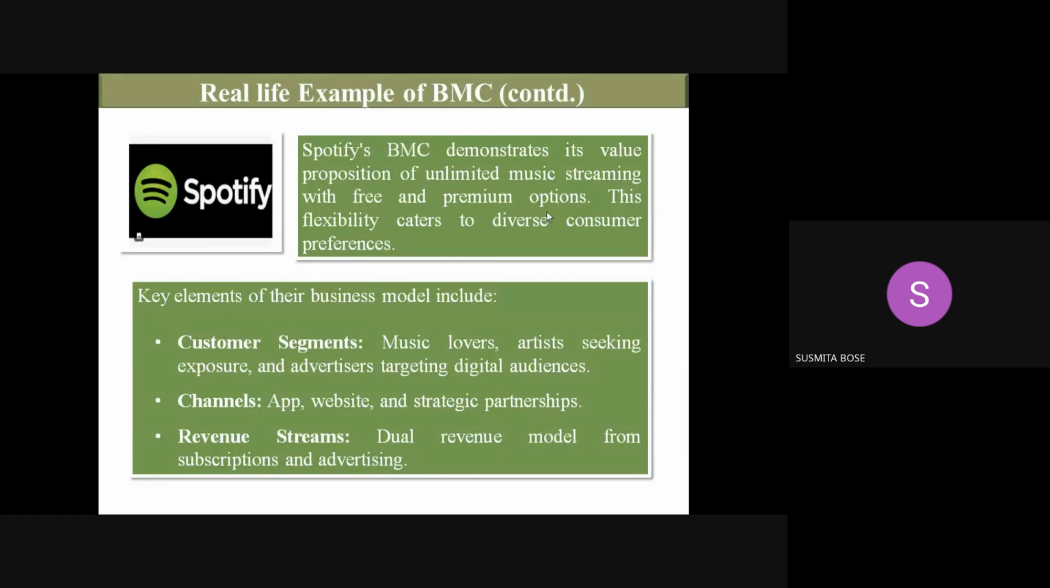Then Spotify. Spotify's BMC demonstrates its value proposition of unlimited music streaming with free and premium options. This flexibility caters to diverse consumer preferences. Customer segments are music lovers, artists seeking exposure, and advertisers targeting digital audiences. Channels are app, websites, and strategic partnerships. And revenue streams: a dual revenue model from subscription and advertising.